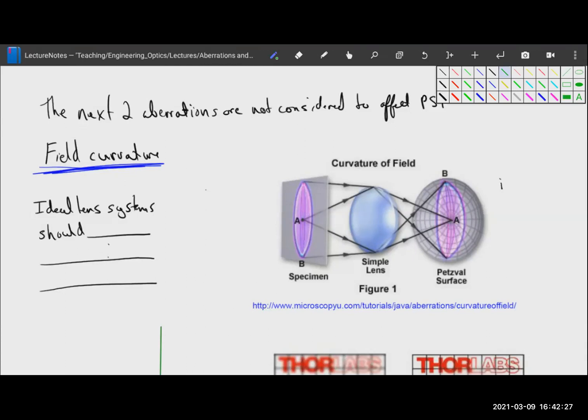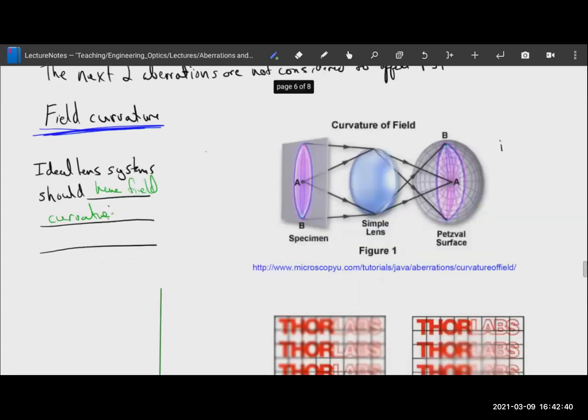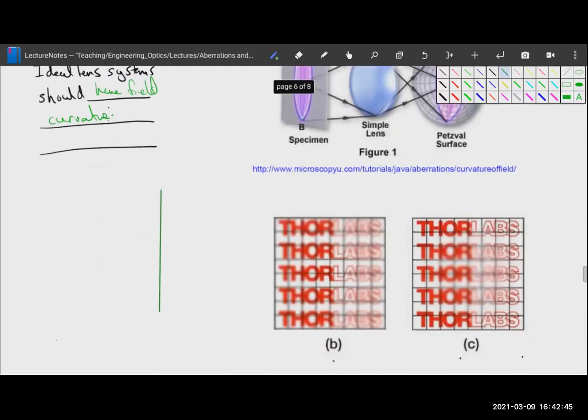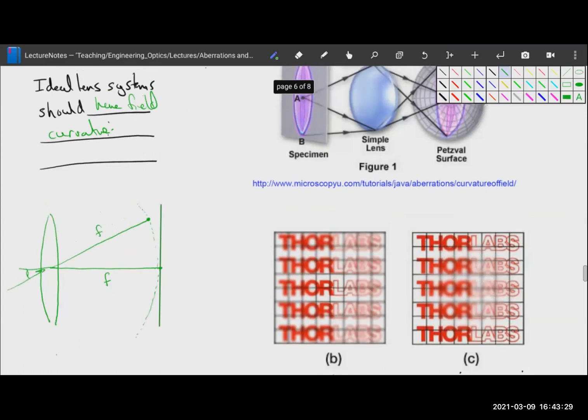So it's a little weird, but field curvature, an ideal lens system should have field curvature. And the reason for that is, let's talk about this real quick. If we draw a lens over here, and we say that that lens has a focal length of F, if we move our point source up, we change the angle here, that distance F is actually going to move off of our image plane and become curved. It's going to move off of our image plane a certain distance, right? And if you take the whole set of points that do that, it's going to be a spherical surface. And this effect is called field curvature.